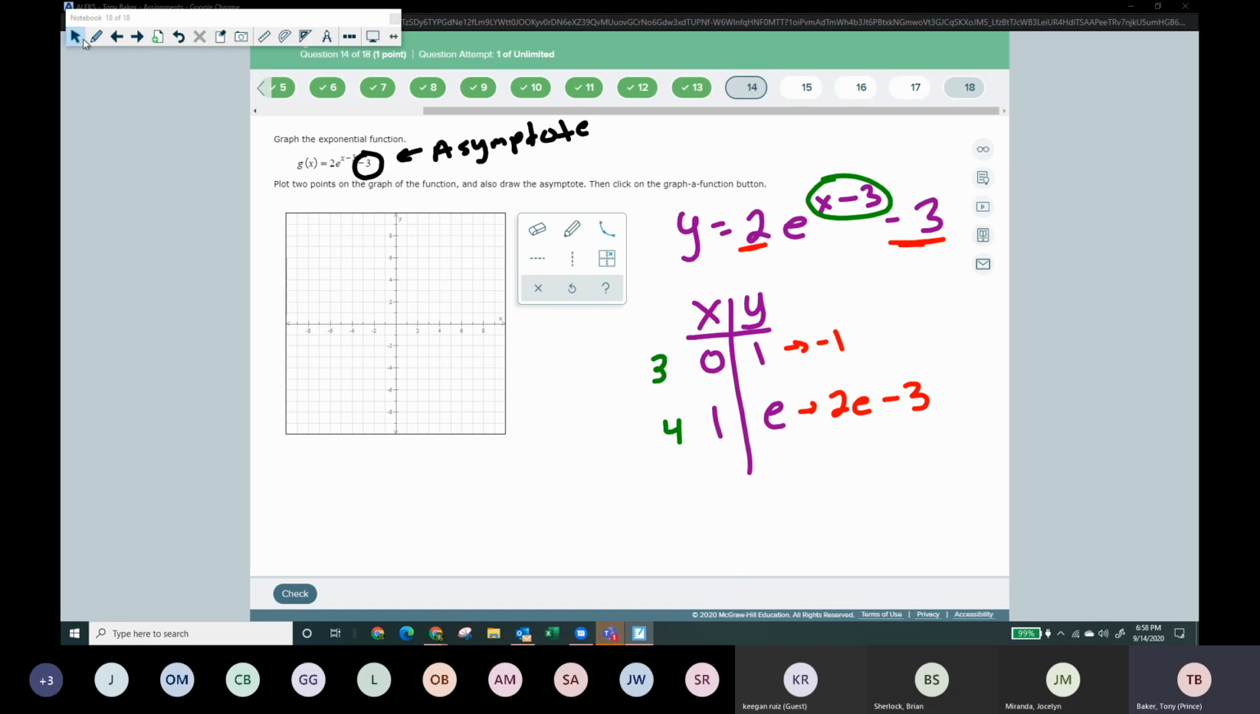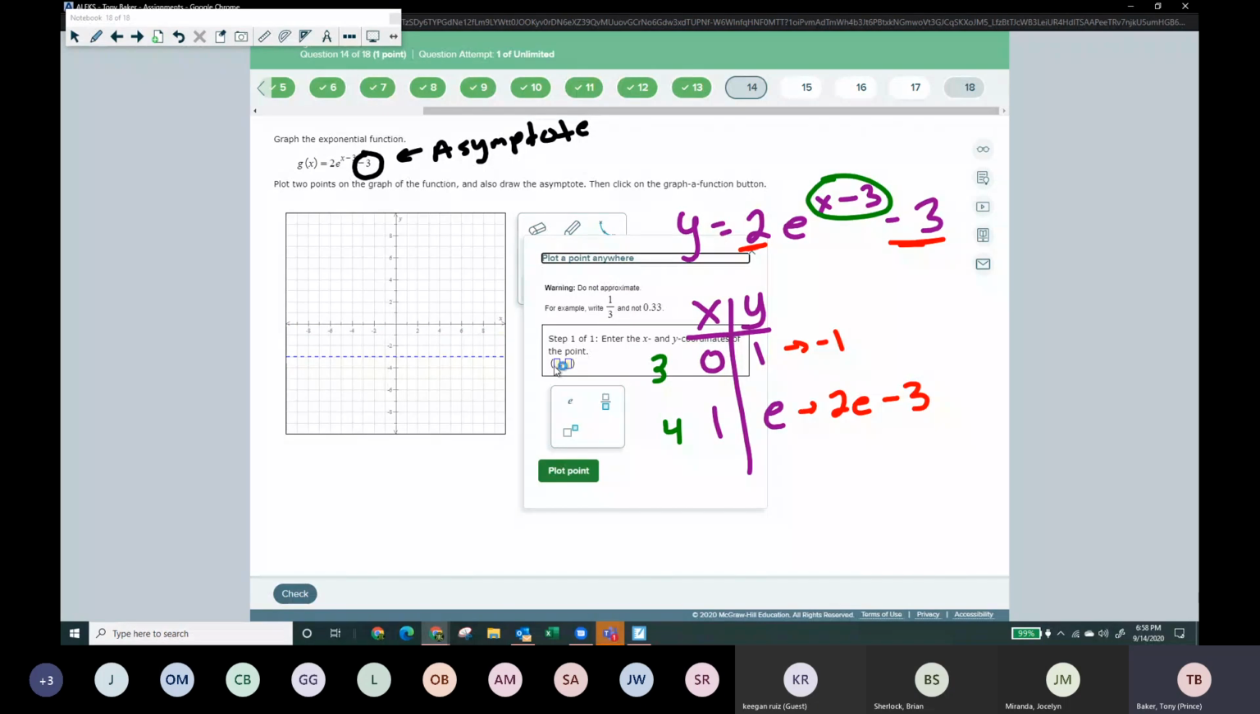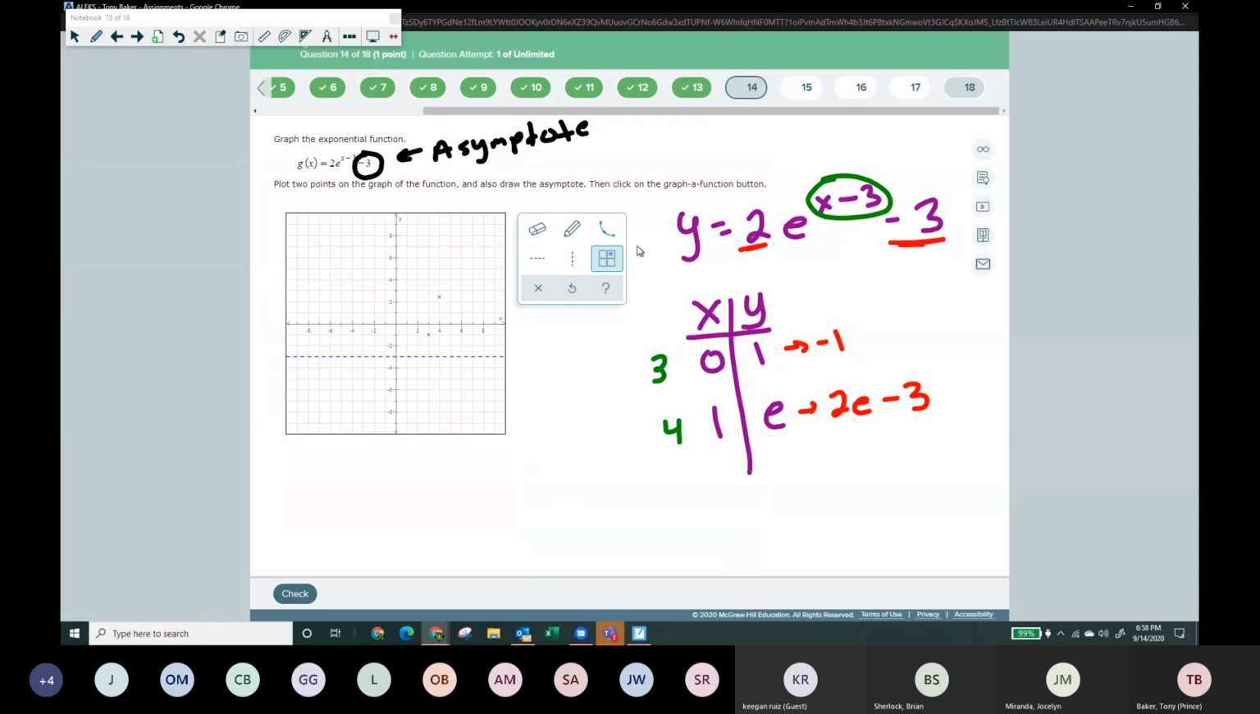So we're going to graph the asymptote at -3, and I'm going to plot my 2 points. So it's 3, -1, and then 4, 2e minus 3. And draw your line. Yes, I will do this one again.